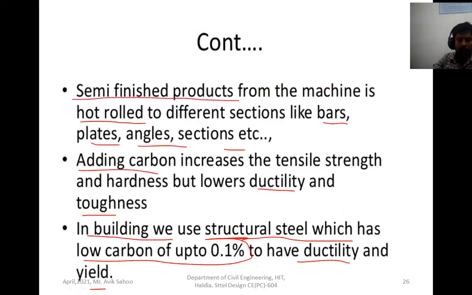So one thing you note: if I use more carbon, then the ductility is reduced but the strength is increased. If the carbon percentage is less, then ductility is increased whereas strength is reduced.